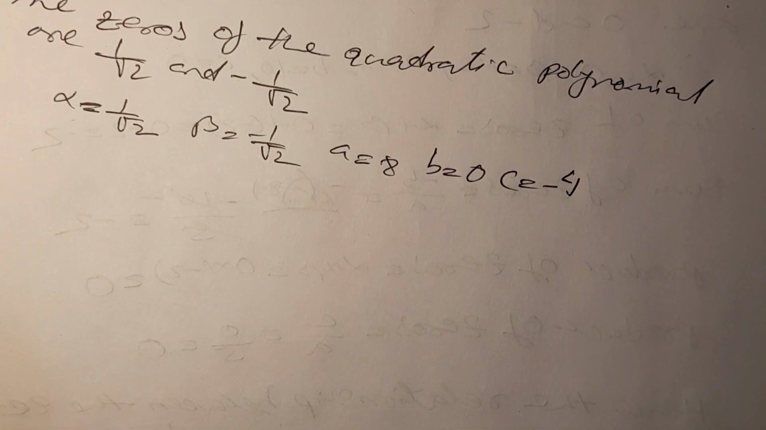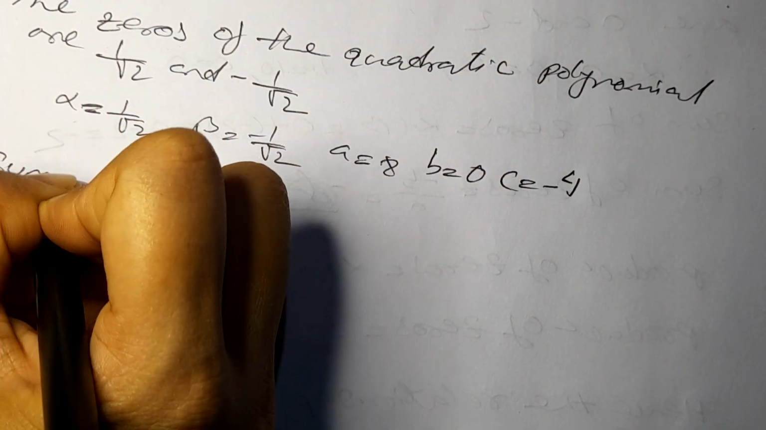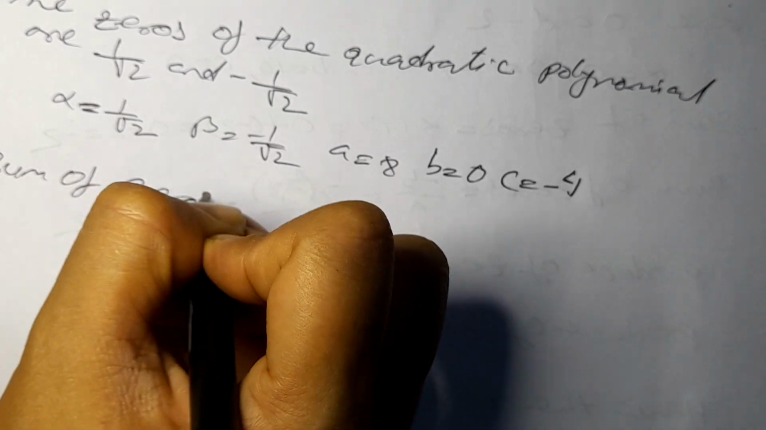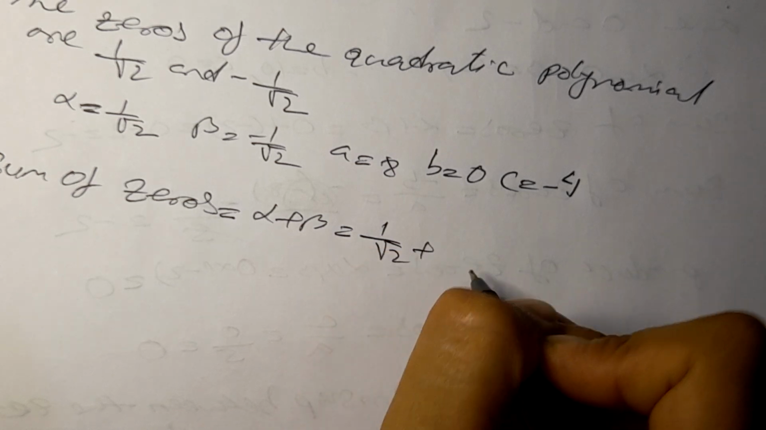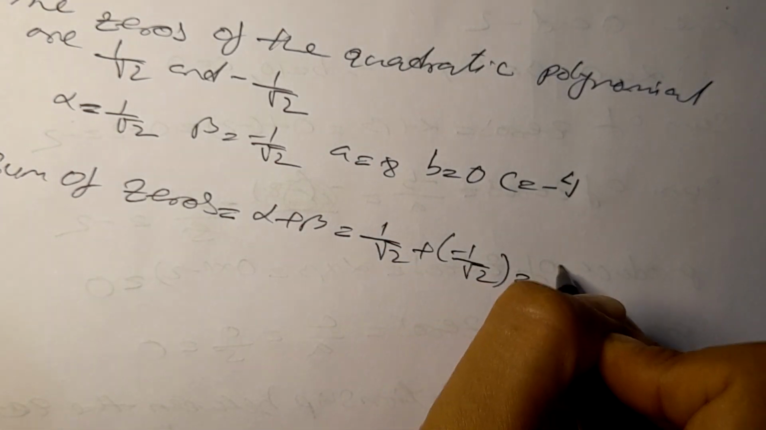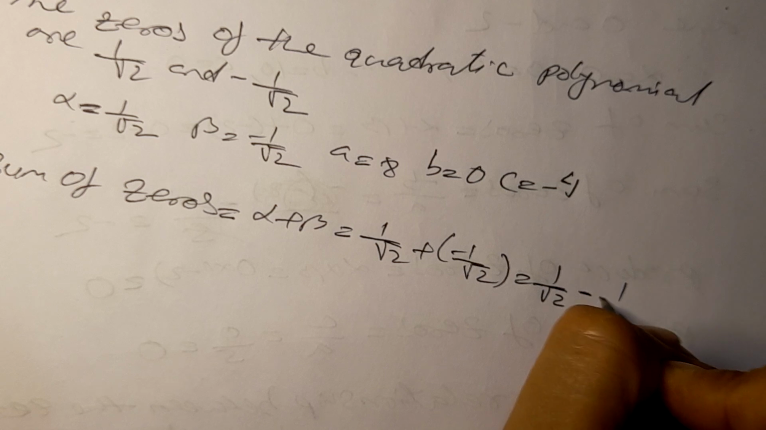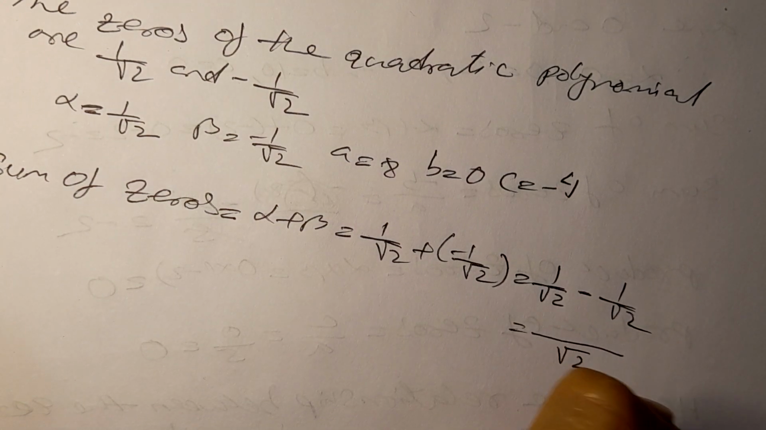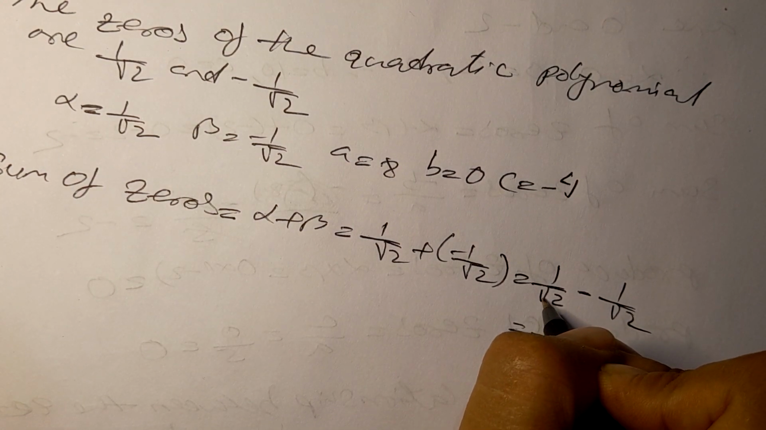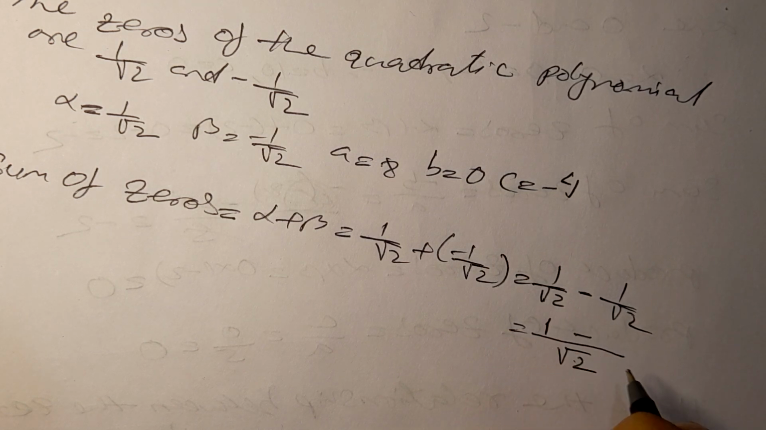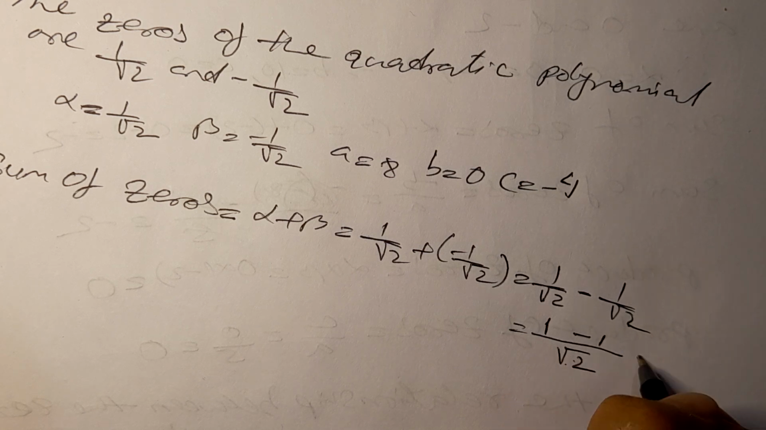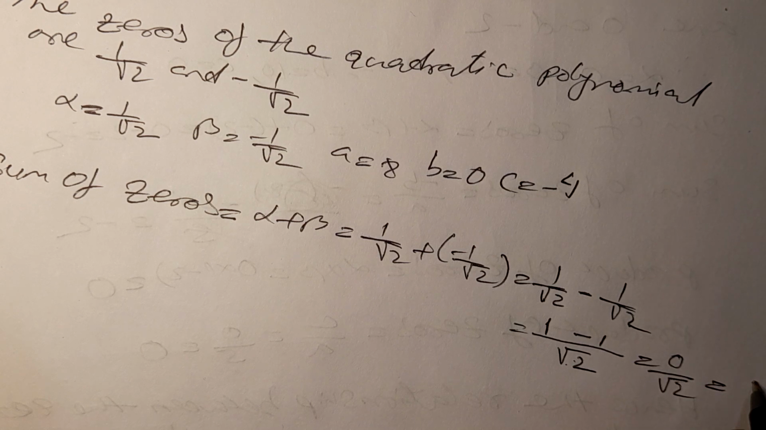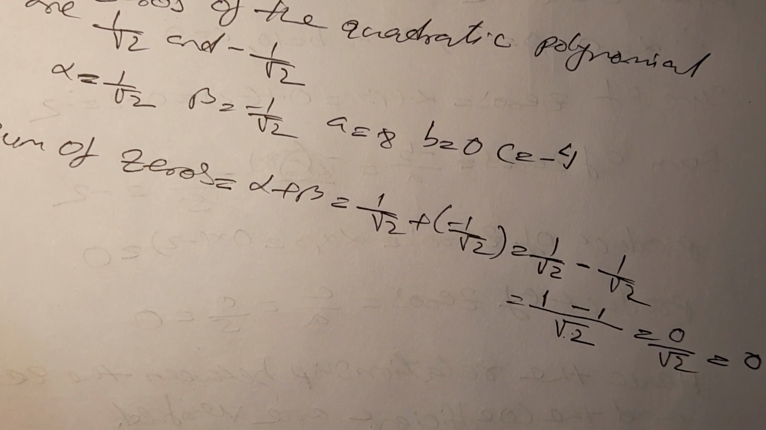Now it's for the verification. Sum of zeros, that is alpha plus beta. The value of alpha is 1 by root 2 plus the value of beta, minus 1 by root 2. So 1 by root 2 plus minus 1 by root 2. Take the LCM, it will give root 2. Divide by root 2, it will give 1, so 1 minus 1 is 0 by root 2, so it will give 0. Any number 0 divided by any number gives 0.